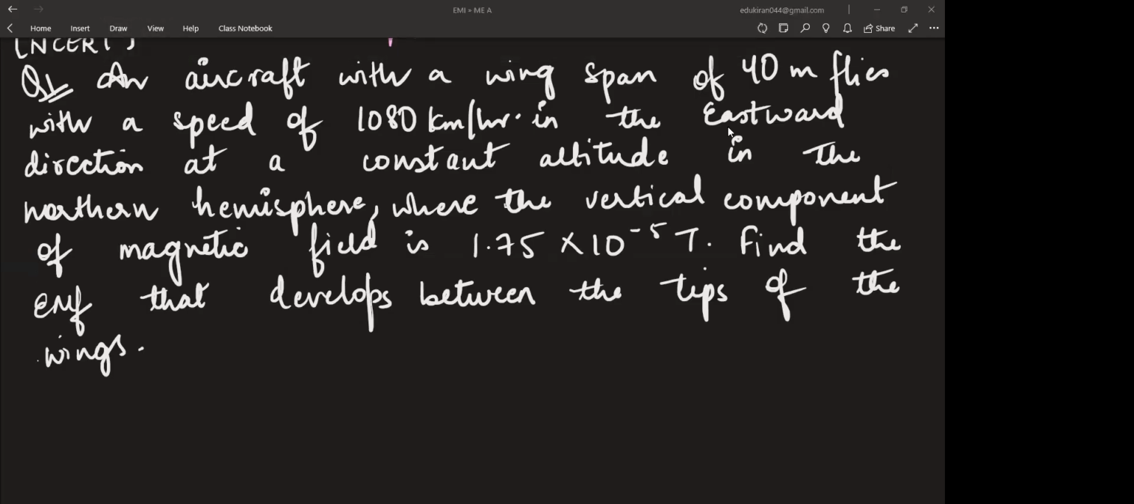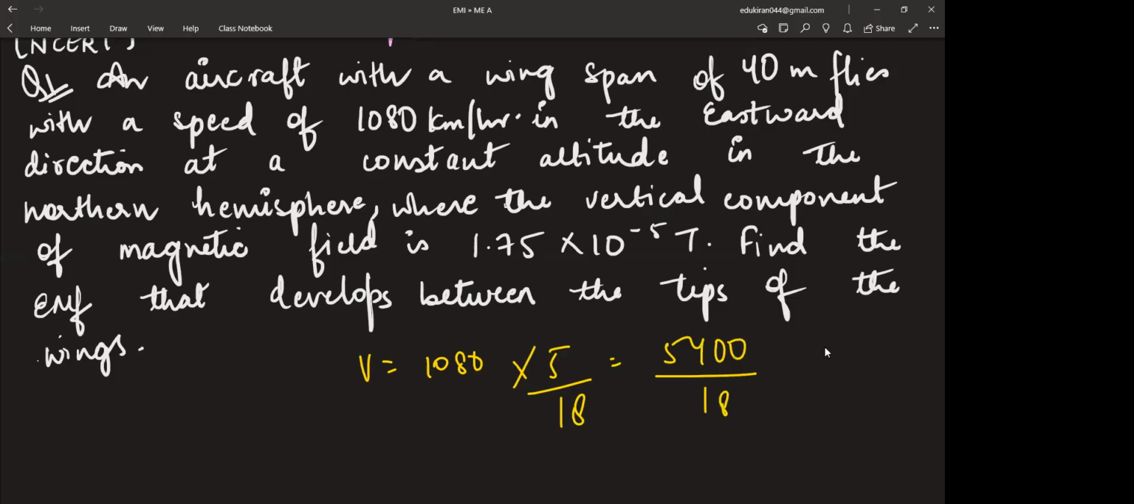Okay, so this question says that an aircraft with a wingspan of 40 meter flies with a speed of 1080 kilometer per hour. Firstly, at this step only, we need to convert 1080. Zaina, incorrect answer, but at least you are the one who has tried. Other students have not shared the answers. Zaina, just have a look at your calculations. 1080 into 5 by 18. Firstly, you all have to multiply. So this will be 5 into 5400 by 18.